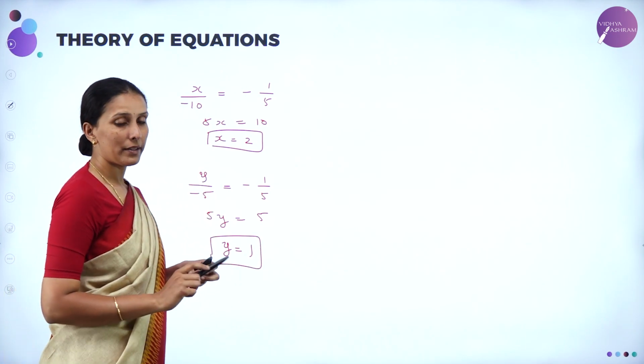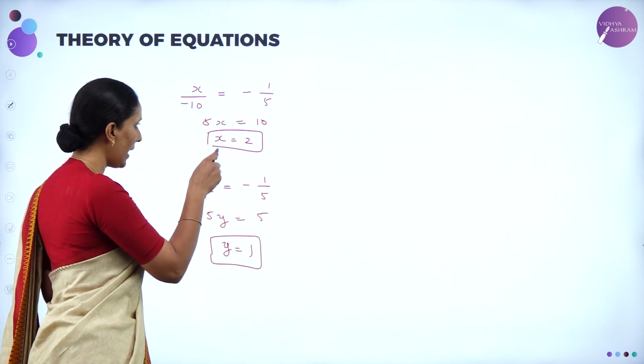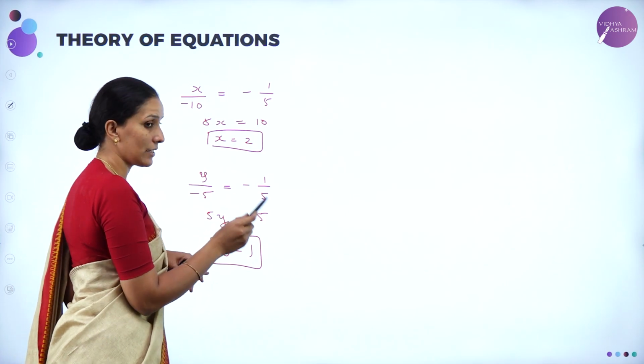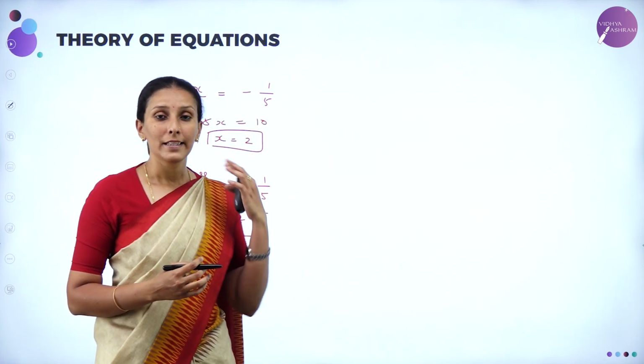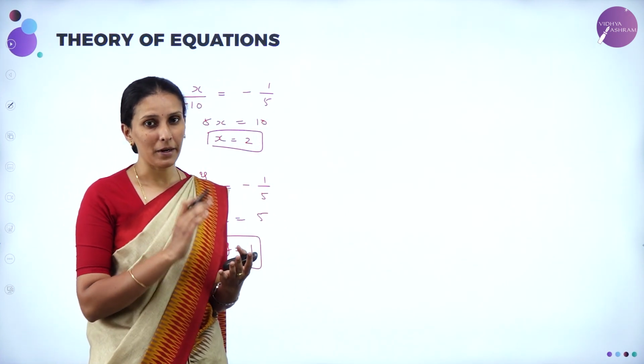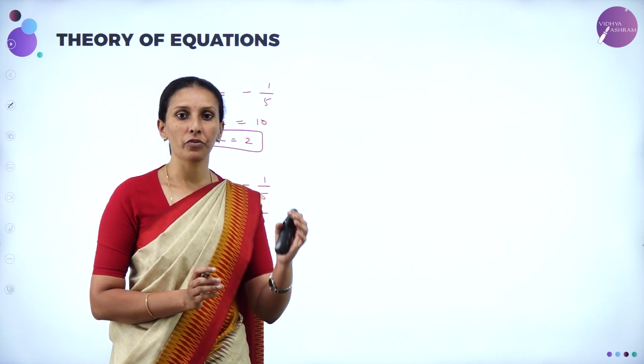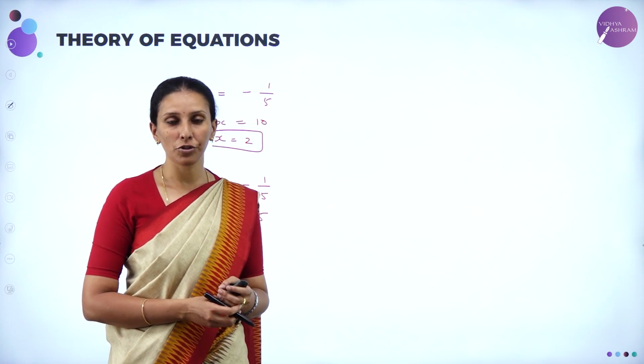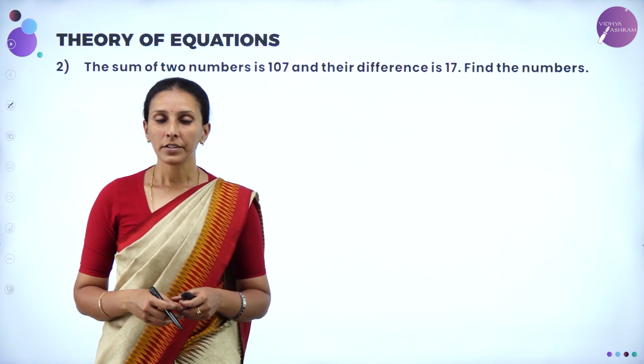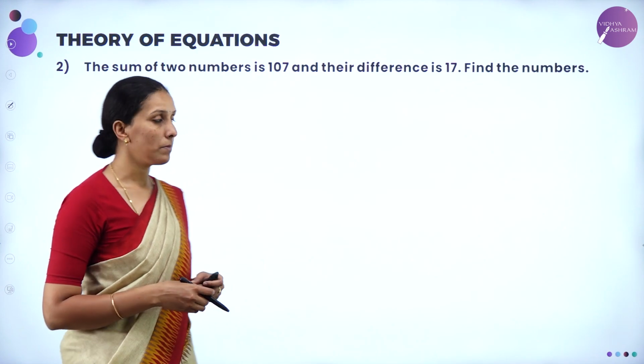So in all the 4 methods, you can see the variable x takes the value 2 and y takes the value 1. So therefore, these are the methods of solving simultaneous linear equation. So you can follow any one of the method to find the values or the solution for the variables. Next, we'll move on to the statement problems here.